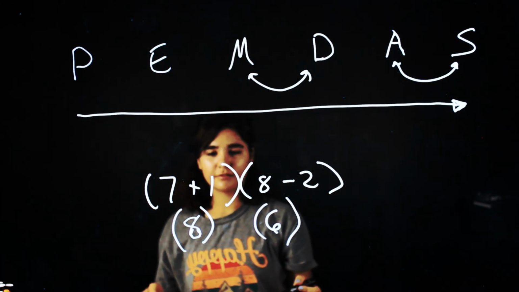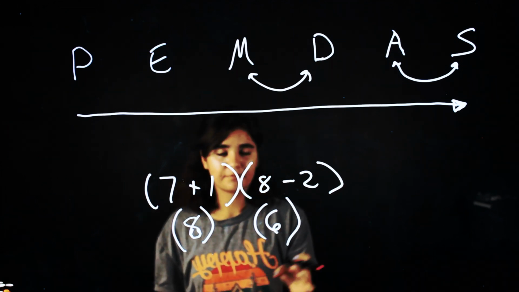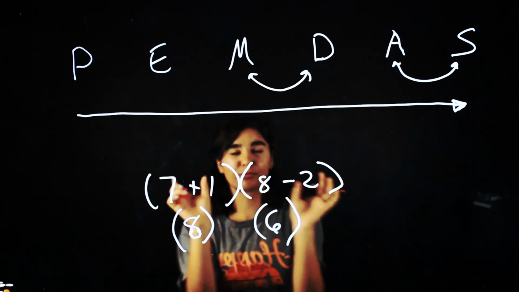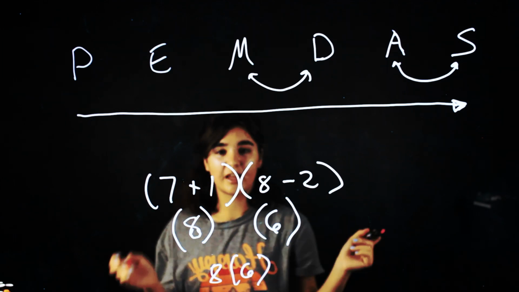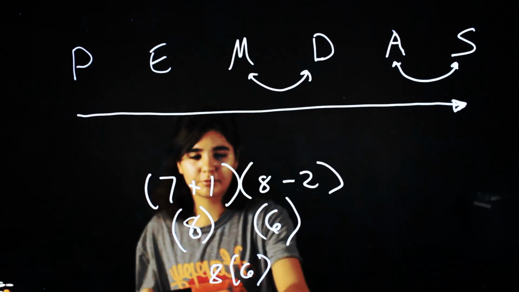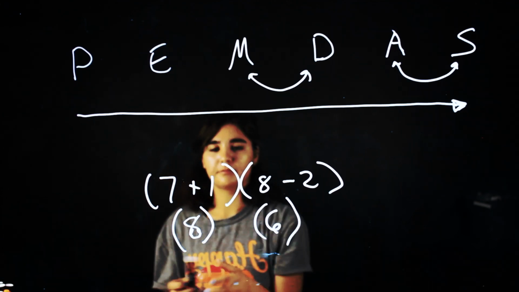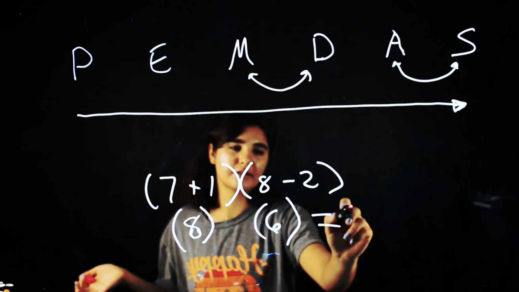Okay, so now we have an 8 in parentheses right next to a 6 in parentheses. Whenever you have parentheses in math right next to each other, or really even if it's just like this, that means multiplication. So what we're going to do is multiply these two things, because they're in parentheses, and we'll get our answer. So 8 times 6 is 48.